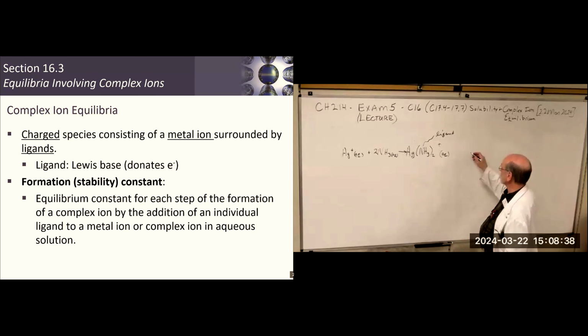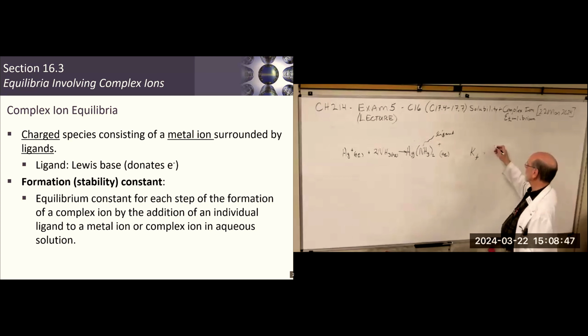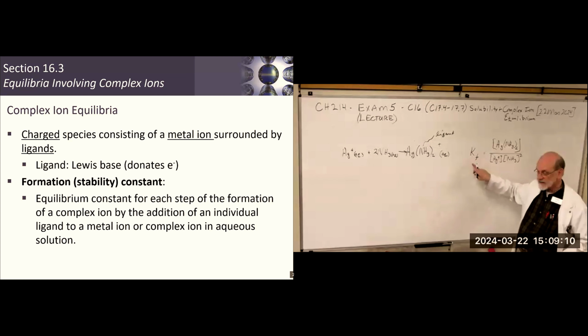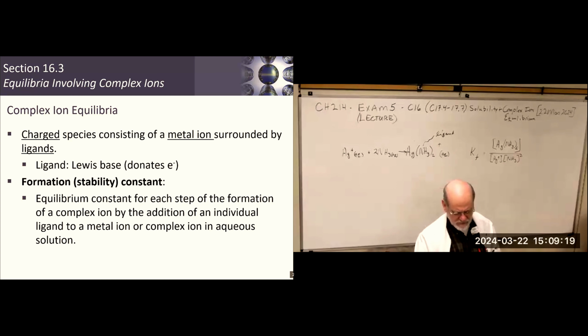Yeah, you can write a K for this expression, and this would be K formation. The formation constant for this group would then be the concentration of this complex ion, divided by the concentration of silver in solution, and then the ammonia concentration to the 2nd power. And for that experiment we're going to do when we come back, this is what we're aiming for. We're going to calculate that value for this reaction. Formation constant, sometimes called stability constant.